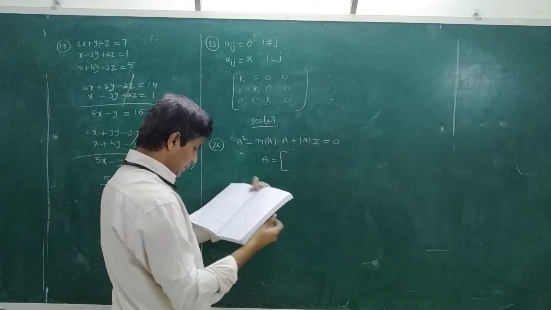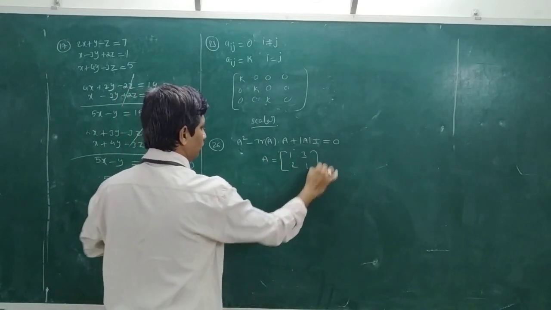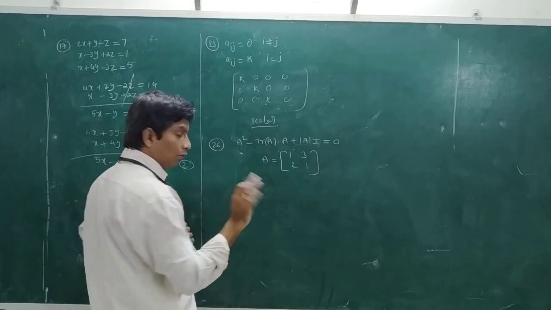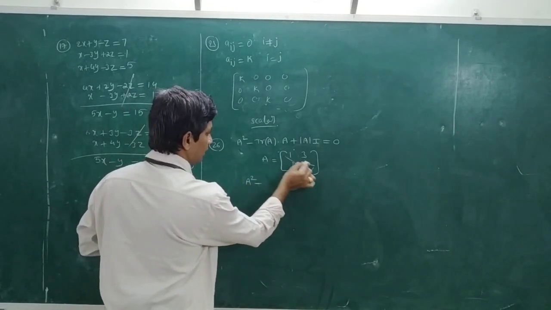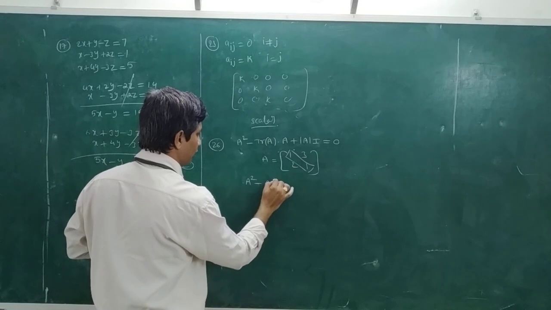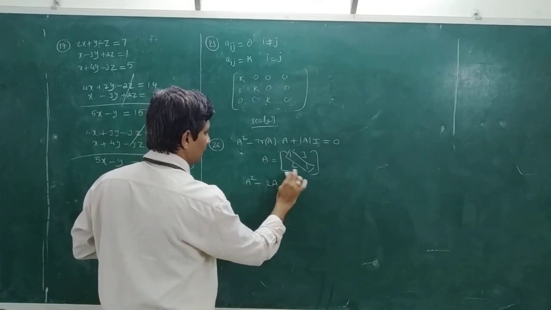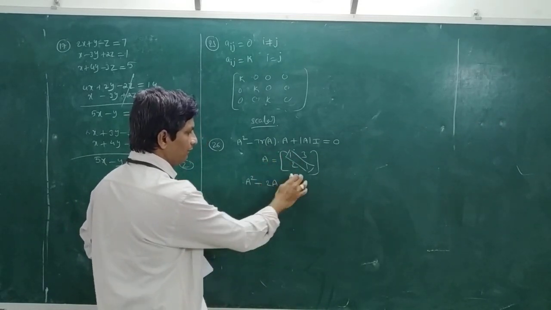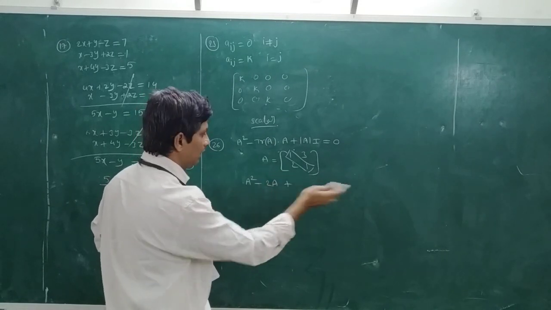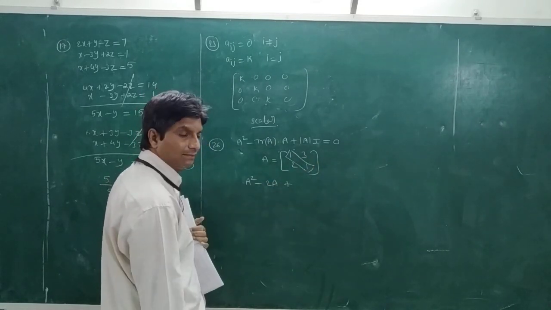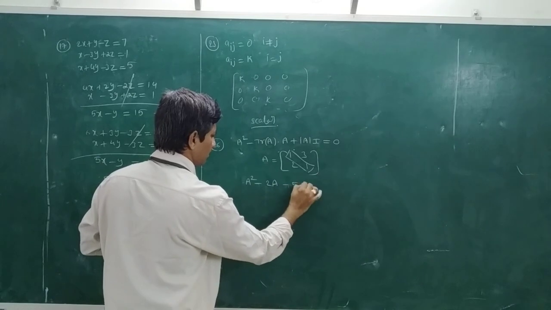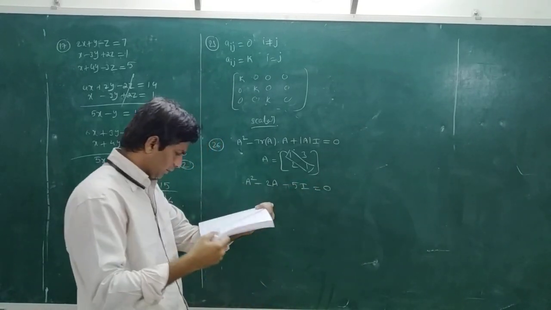What is the matrix given here? 1, 3, 2, 1. So substitute here. A square, no need to find A square. Trace of A, trace is the sum of all elements in the diagonal: 1 plus 1, 2. So 2A plus determinant of A. Find the determinant of this matrix separately: 1 minus 6, minus 5. So this is minus 5 into I equal to 0.